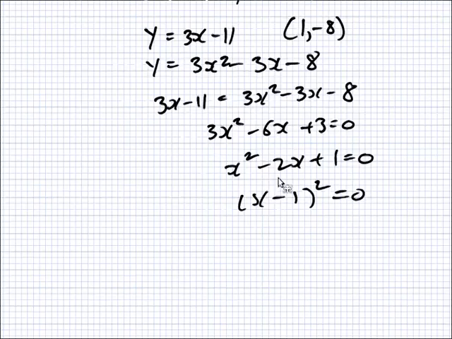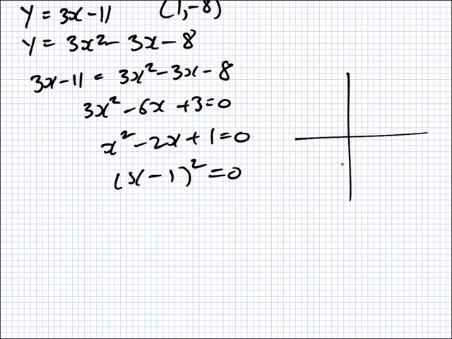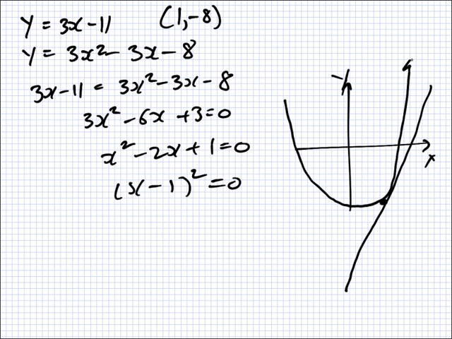So what does the picture look like here? Well, very roughly speaking, it will look something like this. 1 and minus 8 will be like here. So the line is going like this, and the curve meets it only once here. So that's the type of picture you have there.